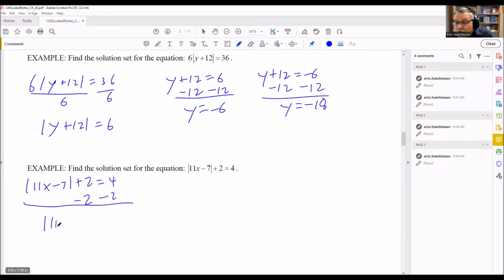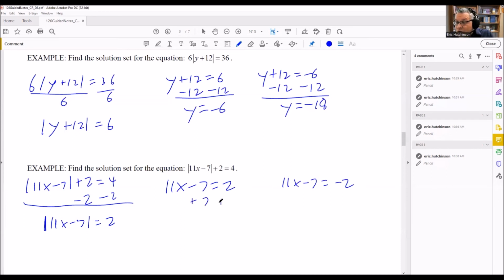Again, the reason why we're doing this is because you need to have the absolute value isolated before you set that into the two equations. Okay, so I have, this is an 11 right here, 11x minus 7, absolute value. So now we're going to do 11x minus 7 equals 2, and 11x minus 7 equals negative 2. So one positive and one negative.